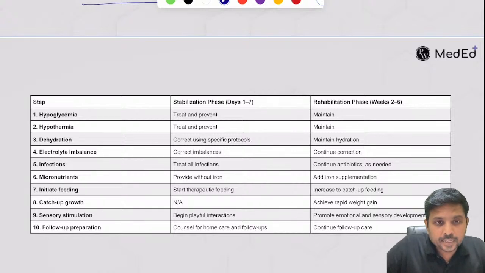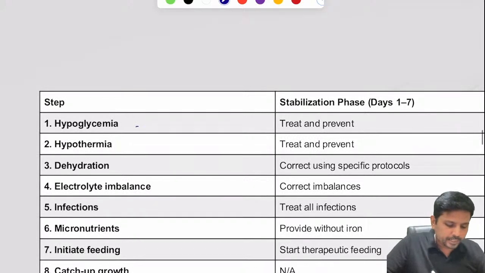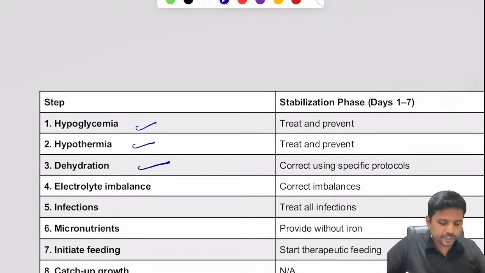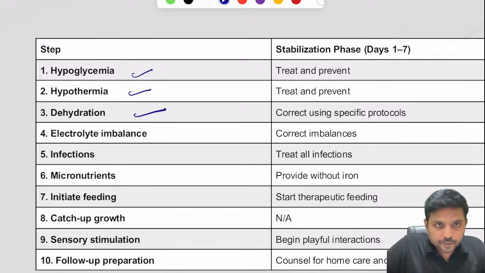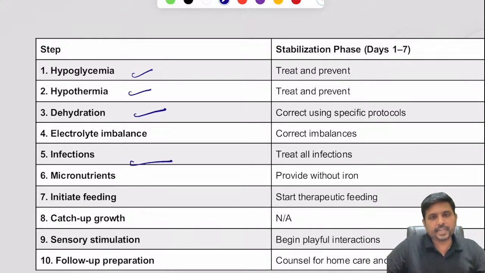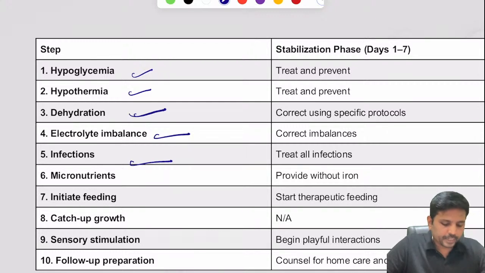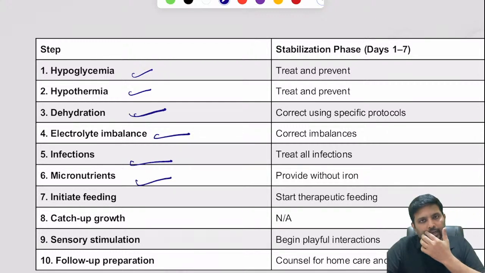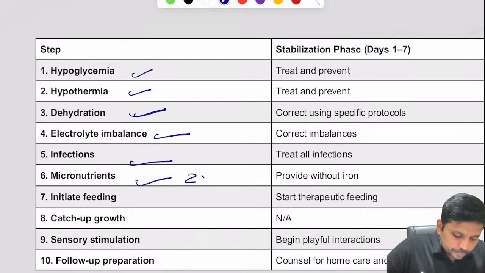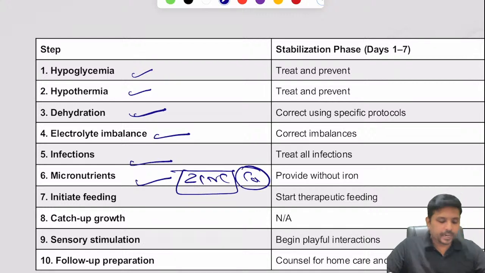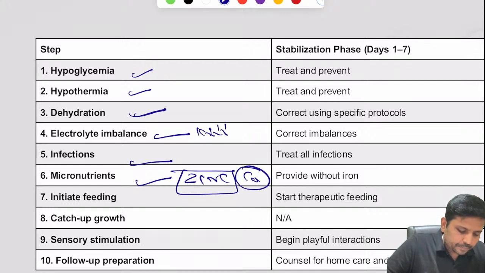Okay, what are the 10 points you need to see while treating a case of severe acute malnutrition? Hypoglycemia, hypothermia, infection, and then dehydration, electrolyte imbalances, and micronutrient deficiencies. Micronutrient deficiency means zinc and copper. Electrolytes means mainly potassium and bicarbonate.